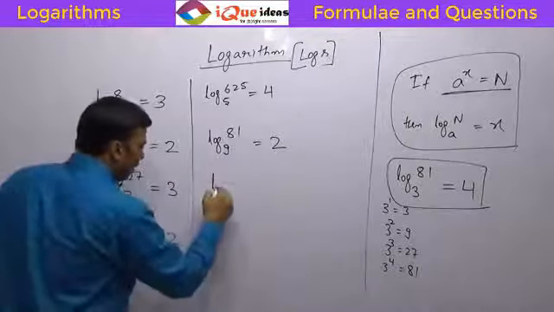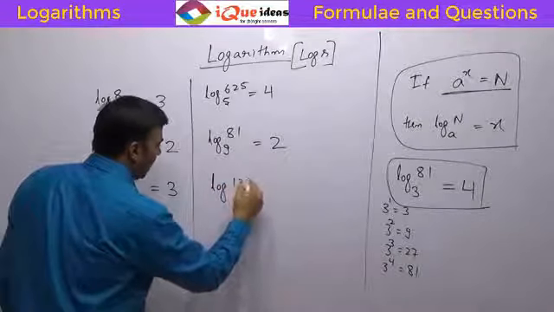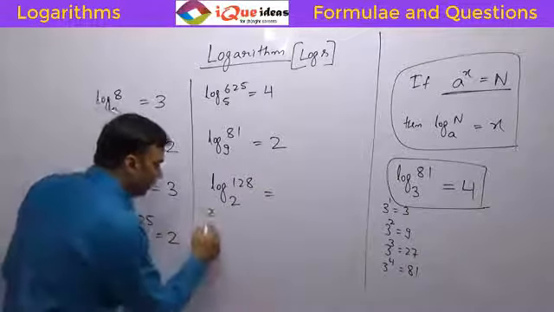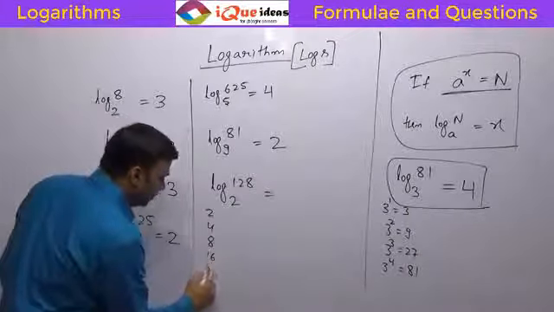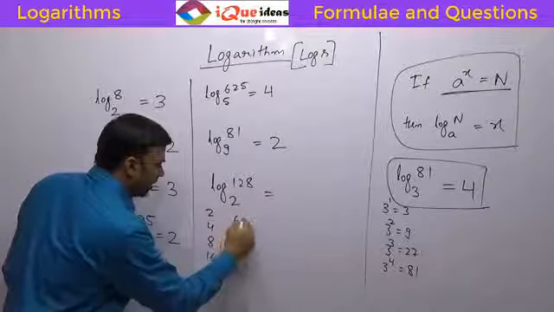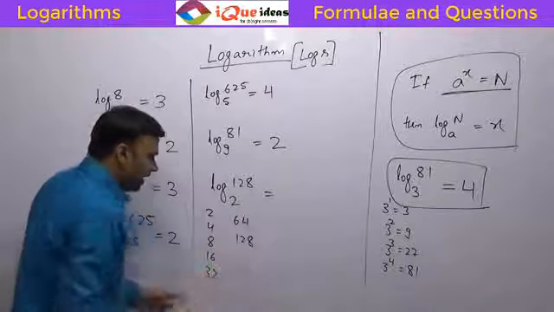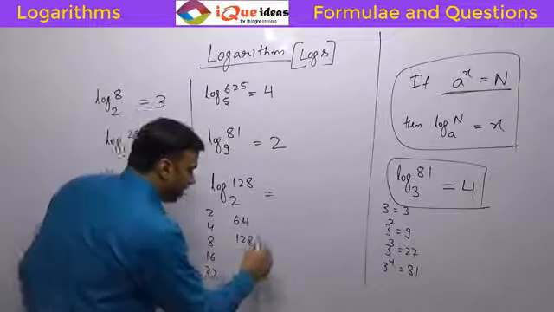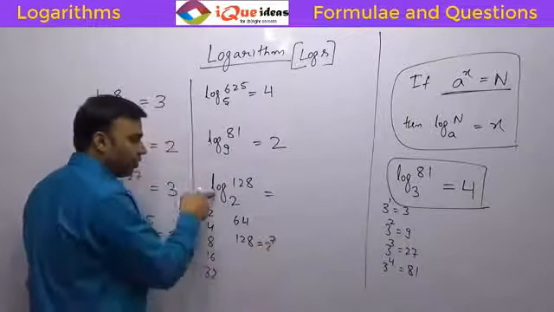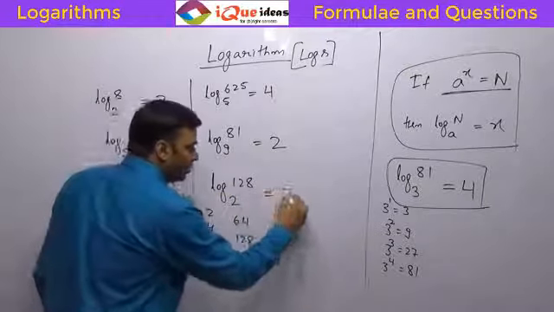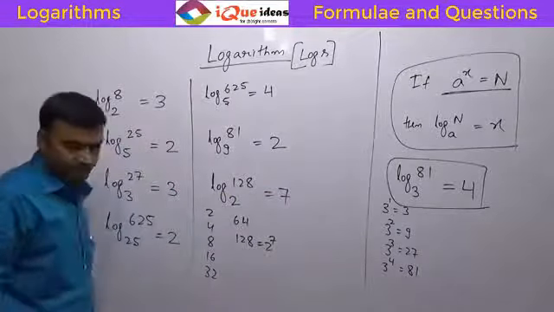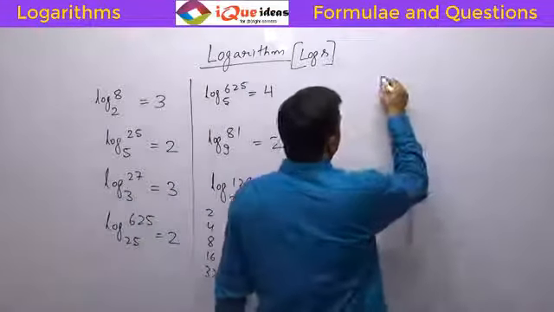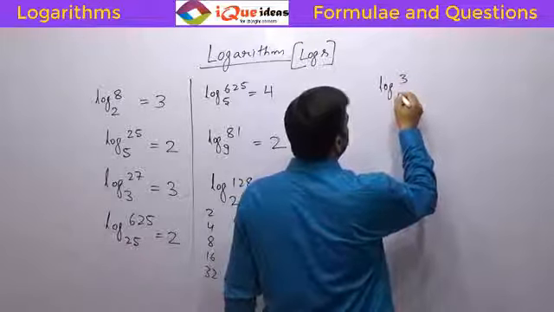Suppose we have log of 128 to the base 2. If you read the powers of 2, it is 2, 4, 8, 16, 32, 64 and then 128. So 128 is the 7th power of 2: 1, 2, 3, 4, 5, 6, 7. 2 to the power 7 is equal to 128. So log of 128 to the base 2 has to be 7. Now let's take some different examples. What about log of 3 to the base 9?